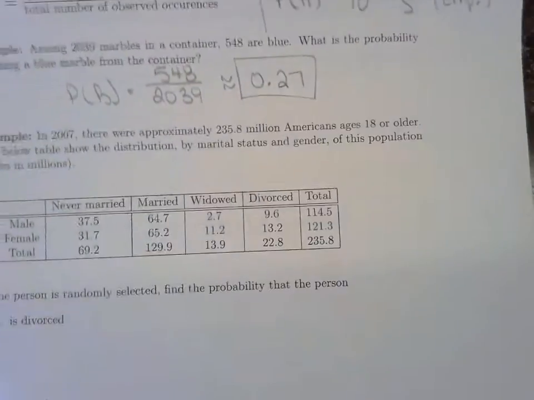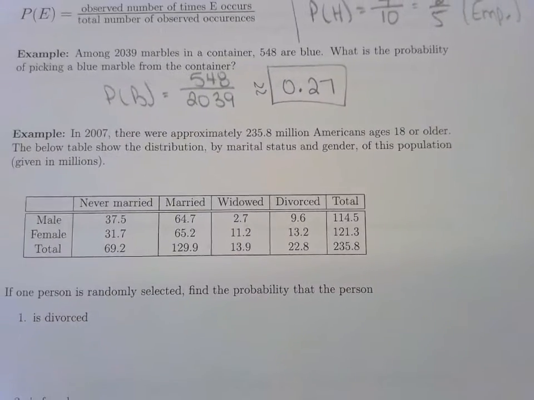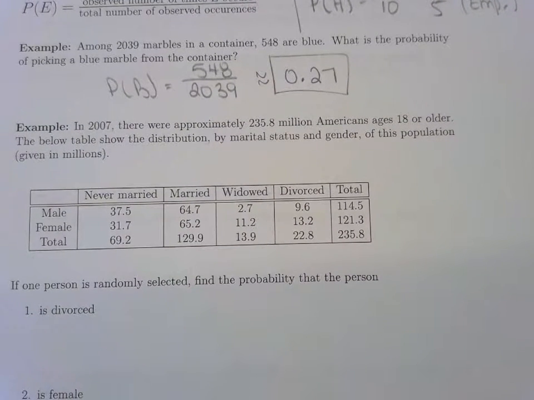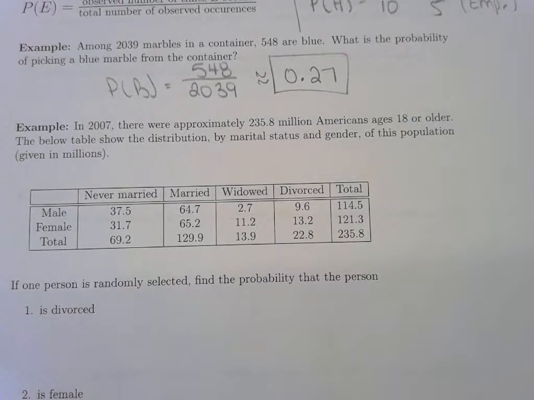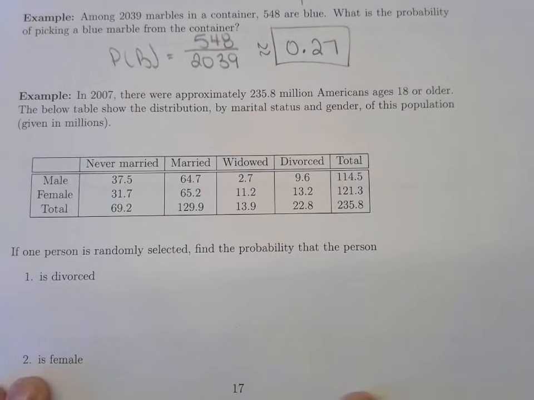Okay, bottom of page 17, it says in 2007 there were approximately 235.8 million Americans ages 18 or older. The below table shows the distribution by marital status and gender of this population given in millions. Okay, let's go ahead and go through this table before we look at the example.